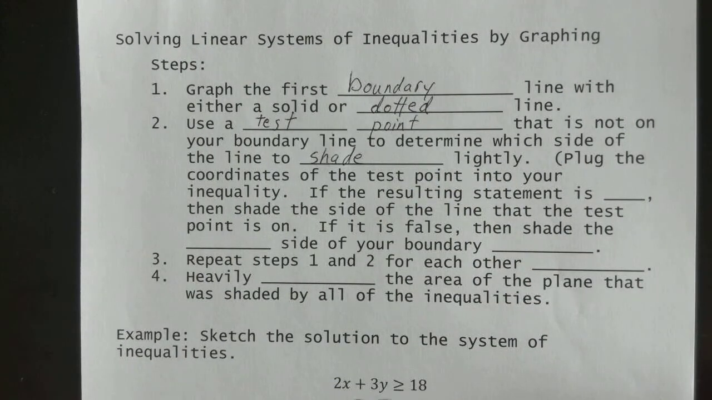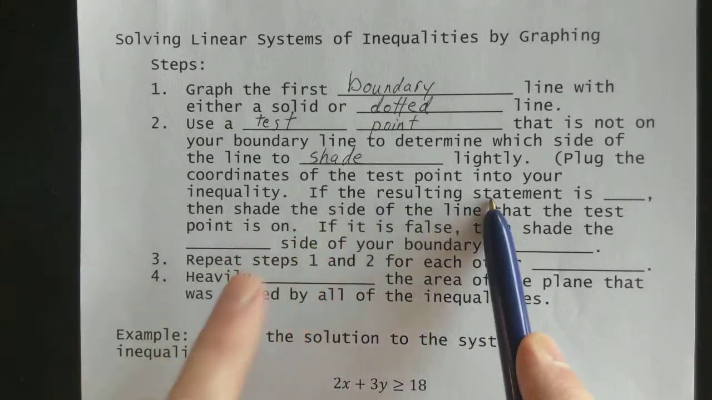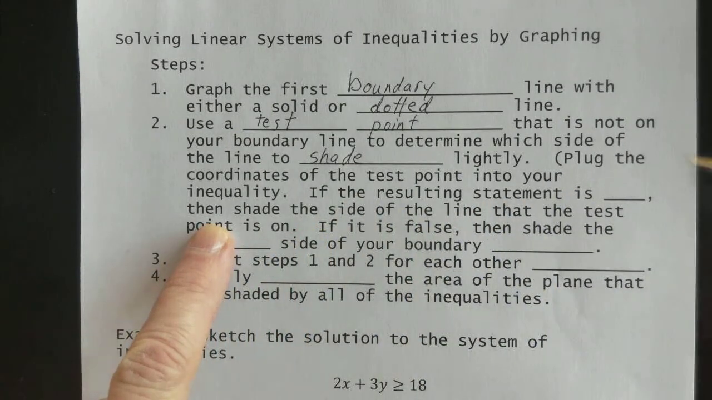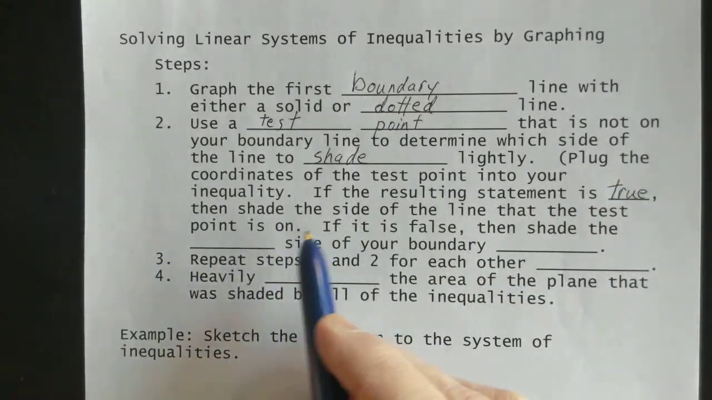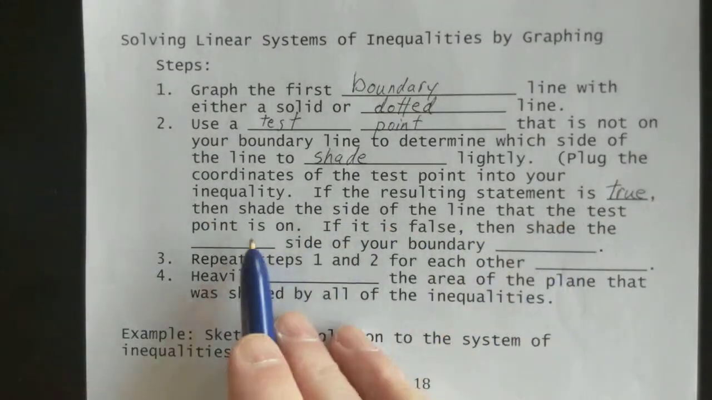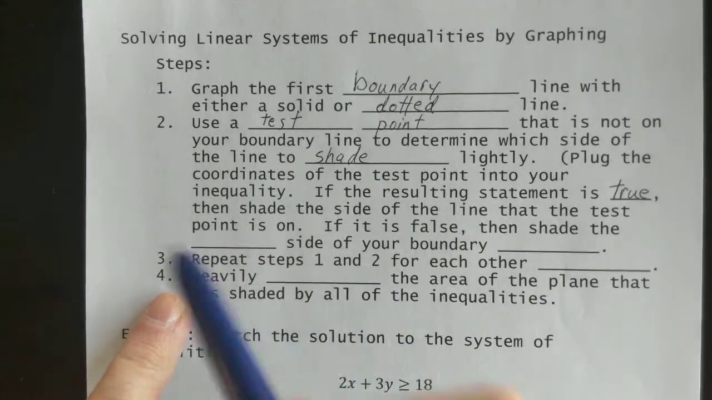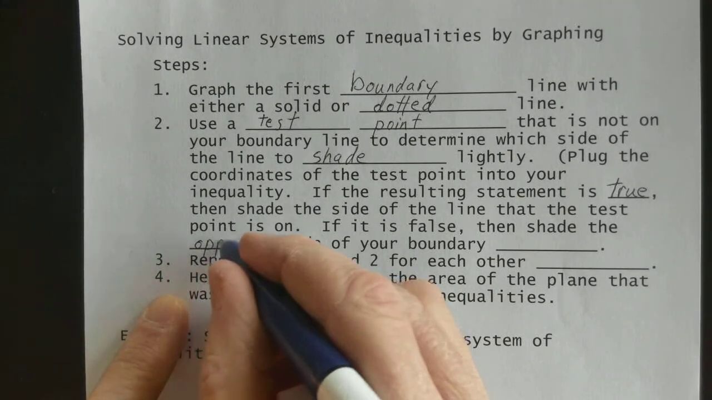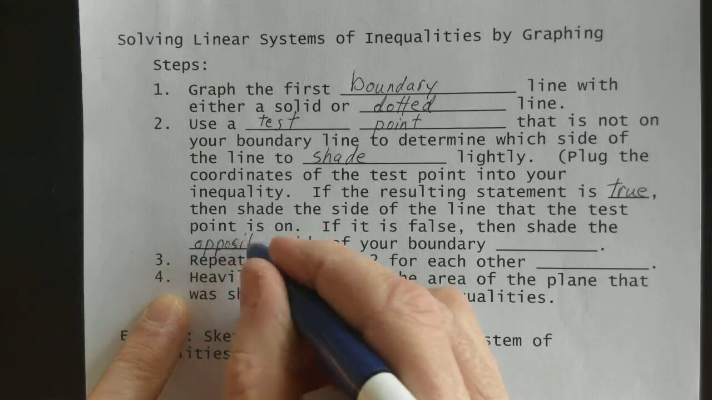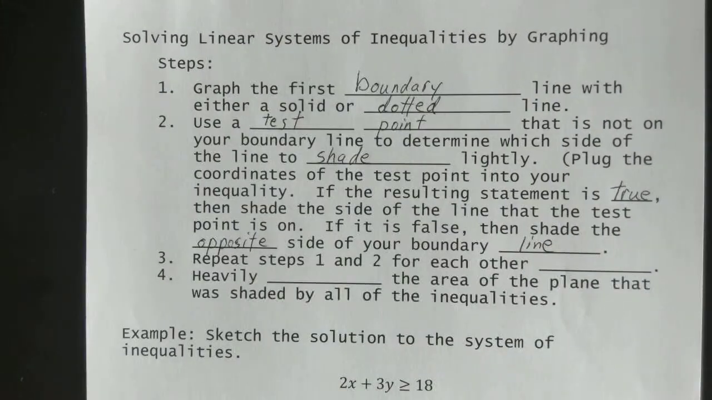For graphing that, you're going to plug the coordinates of the test point into your inequality. If the resulting statement is true, then shade the side of the line that the test point is on. If it is false, then shade the, do what? Okay, opposite side of your boundary line. Okay?